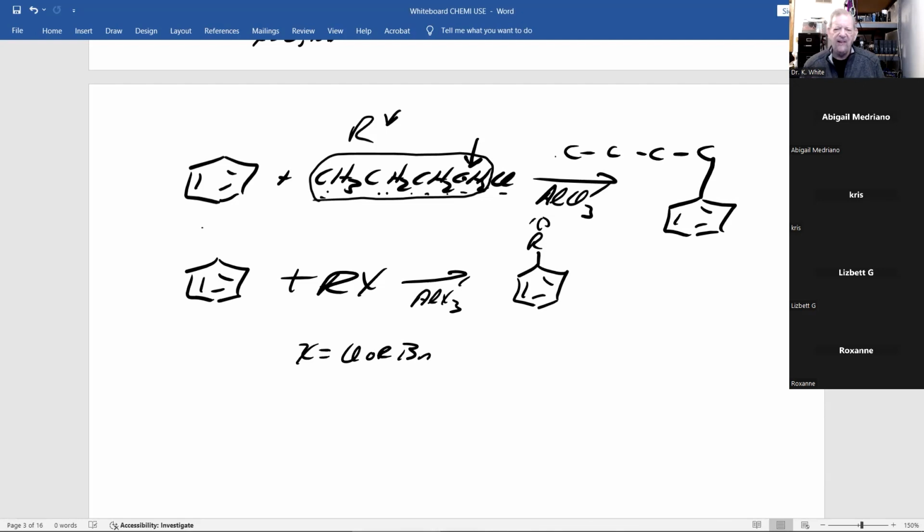I made that bond a little longer so I wouldn't run into the arrow. That would be bonded to the benzene ring. There are 4 bonds to carbon. And remember, on a ring, we don't show hydrogens, and that would be the product.